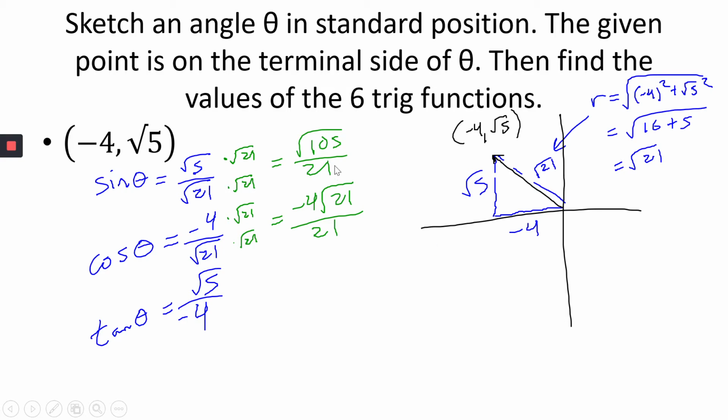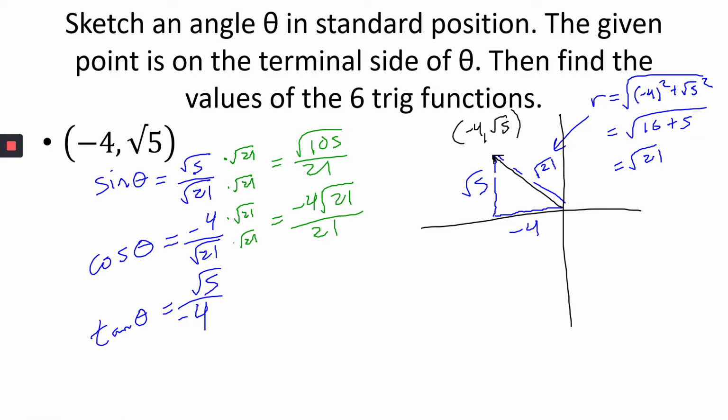And that will make the denominator a whole number, or at least an integer. And when you do that, that's the answer they're going to want. So the first two, sine and cosine, when you find it, because that root 21's on the bottom of both of them, you have to rationalize. The last one is tangent, and that's just root 5 over -4.